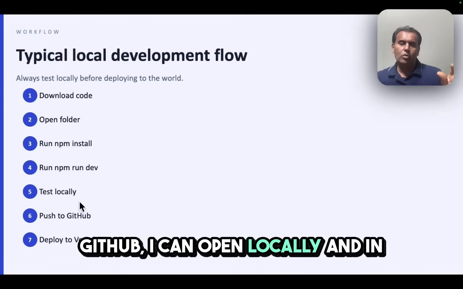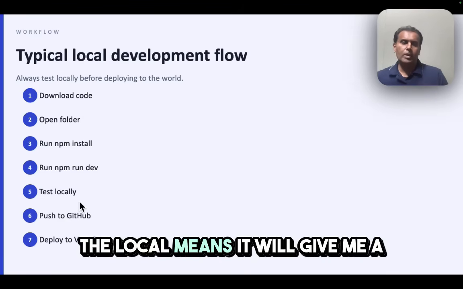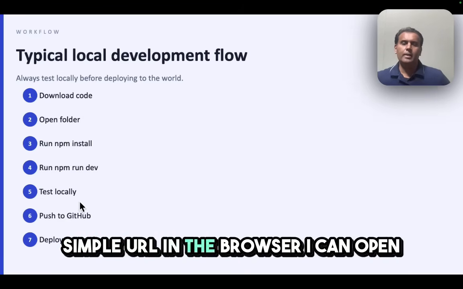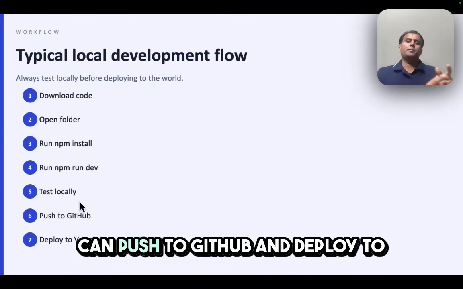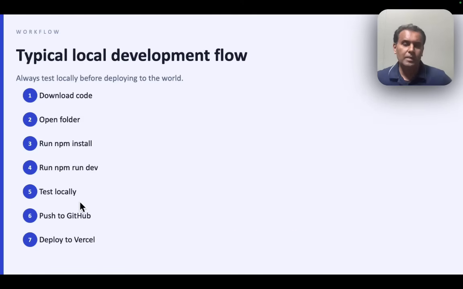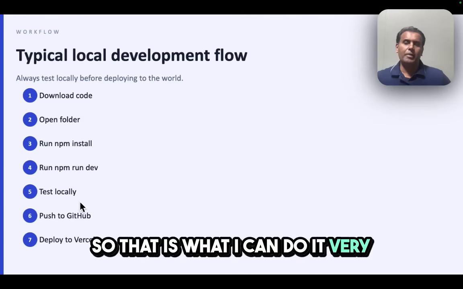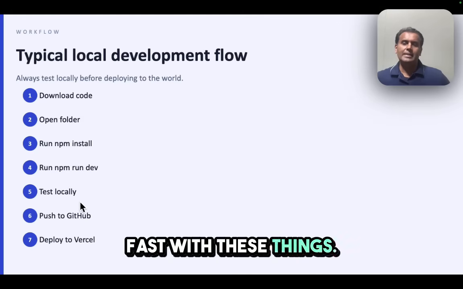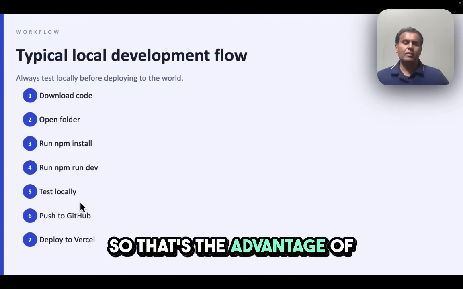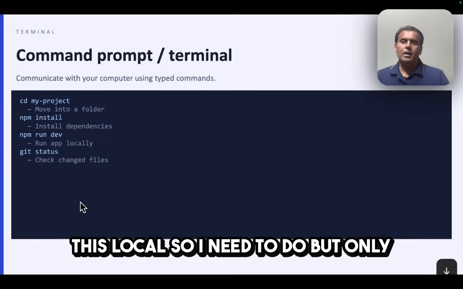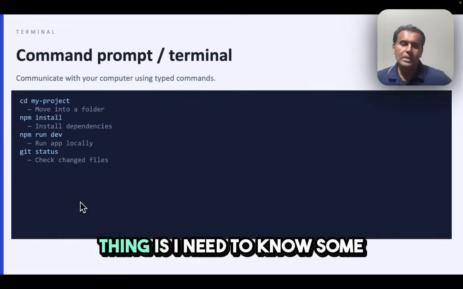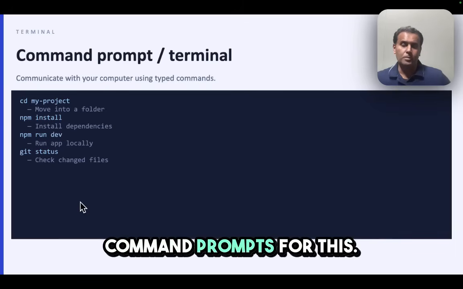I can open locally, and local means it will give me a simple URL in the browser. I can open it, I can test it, and only after that I can push to GitHub and deploy to Vercel. So that is what I can do very fast with these things. So that's the advantage of this local. But the only thing is I need to know some command prompts for this.